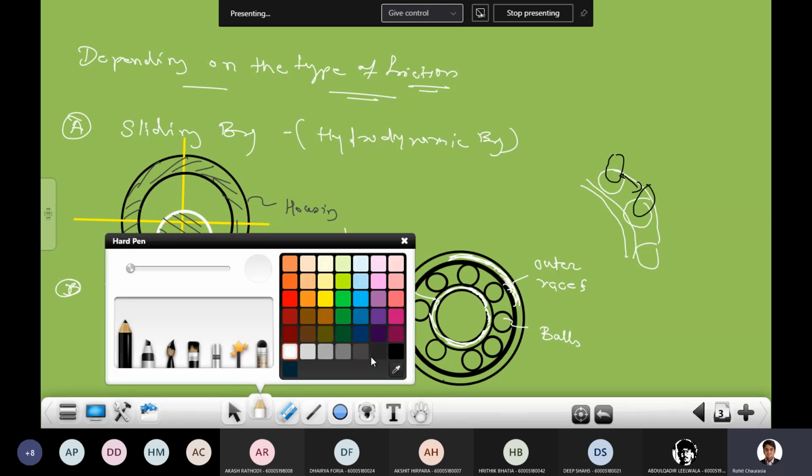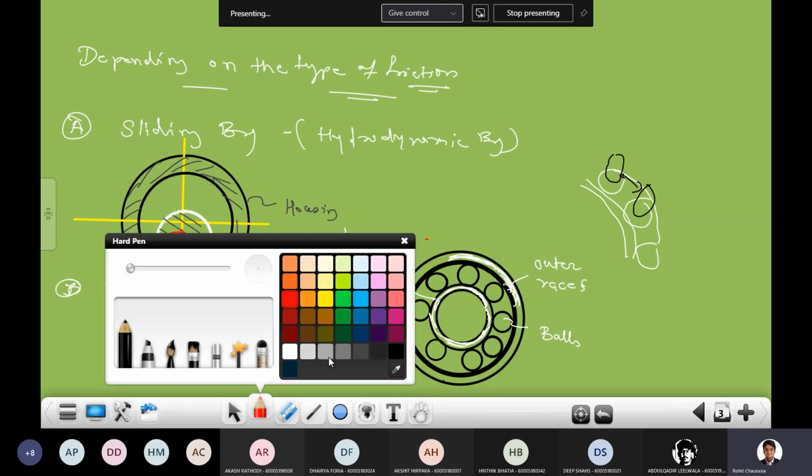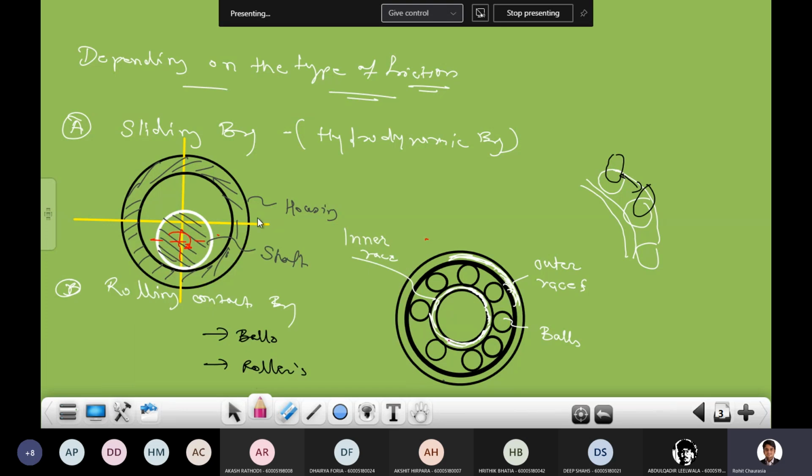Okay, so here our shaft is going to be rotated. If I make the center line of this shaft, so it is one, and this shaft is going to rotate. Basically, between this shaft and housing we have a lubrication film. This is going to be covered with the lubrication. So when we are in a stationary condition, we have such an arrangement.